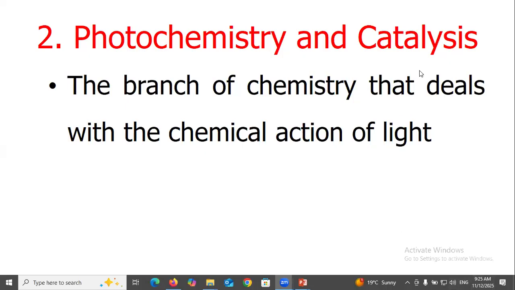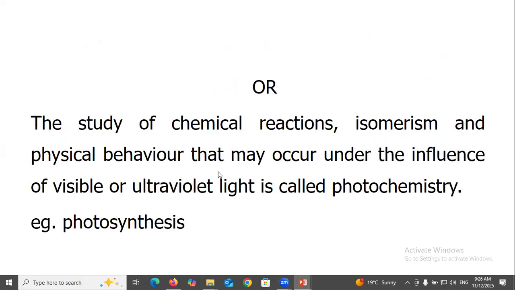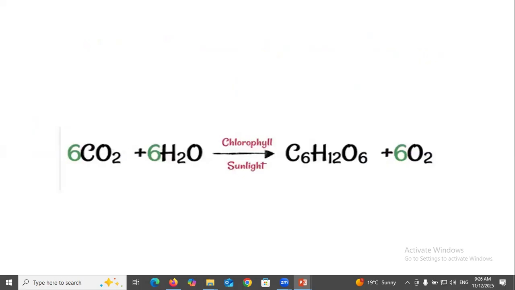Okay, photochemistry and catalysis. The branch of chemistry that deals with the chemical action of light, or the study of chemical reactions, isomerism, and physical behavior that may occur under the influence of visible or ultraviolet light, is called photochemistry. Example, photosynthesis. Carbon dioxide and water react in the chlorophyll in the presence of light and produce glucose and water.